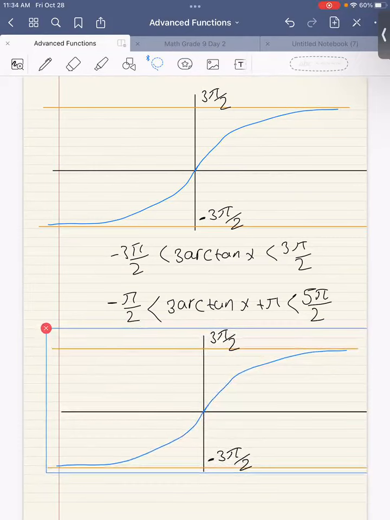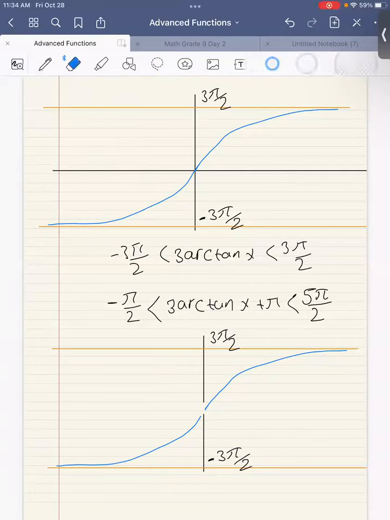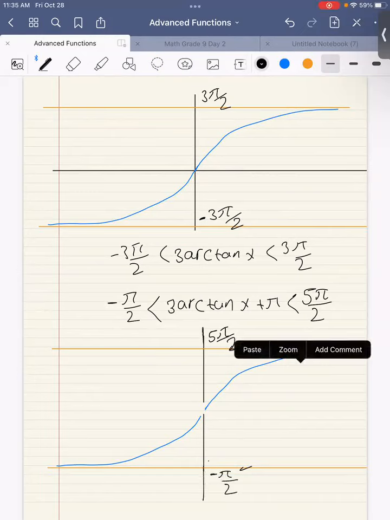right? So it's pretty much the same thing, except that I will tell you what will change. So in the y-axis, the horizontal asymptotes are 5 pi half, right? So this is 5 pi half. And the lower one would be just minus pi half. So this, and this, imagine, is the y-axis, right?